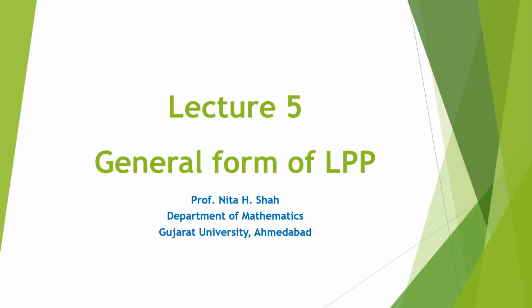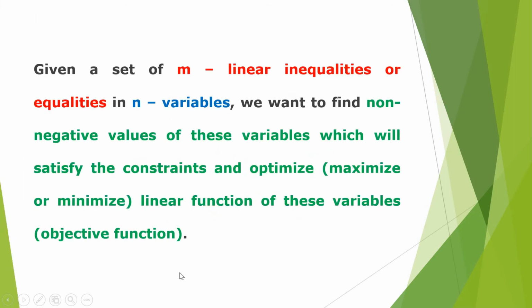In this lecture, we'll see the general form of LPP. Given a set of m linear inequalities or equalities and n variables, we want to find non-negative values of these variables, which will satisfy the constraints and optimize, either maximization or minimization, a linear function of these variables, which is the objective function we had already studied.